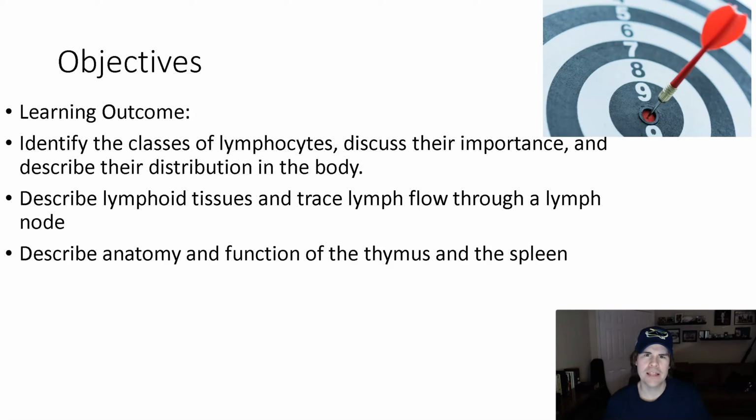Today, I want to talk to you about the last part of the lymphatic system. The objectives for this video: I want to help you identify the classes of lymphocytes, discuss their importance, and describe their distribution in the body. I hope to describe lymphoid tissues, and we're going to trace the lymph flow through a lymph node, and then describe anatomy and function of the thymus and the spleen, major organs in the lymphatic system.